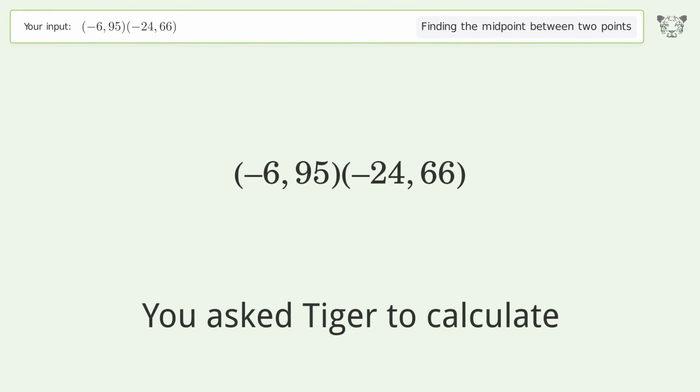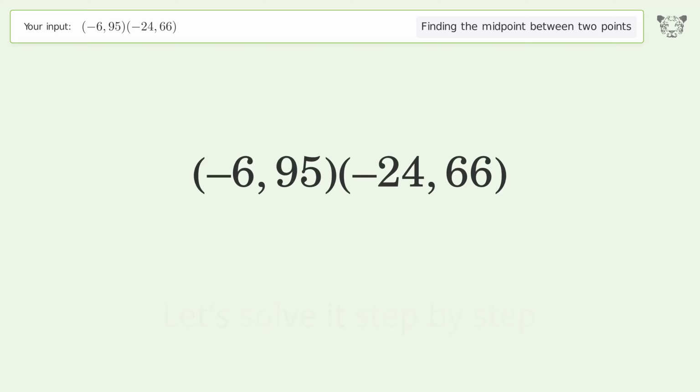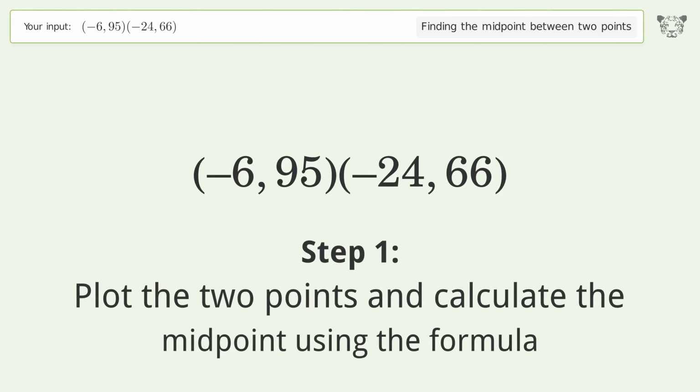You ask Tiger to calculate. This deals with finding the midpoint between 2 points. The midpoint between the 2 points is -15, 80.5. Let's solve it step by step. Plot the 2 points and calculate the midpoint using the formula.